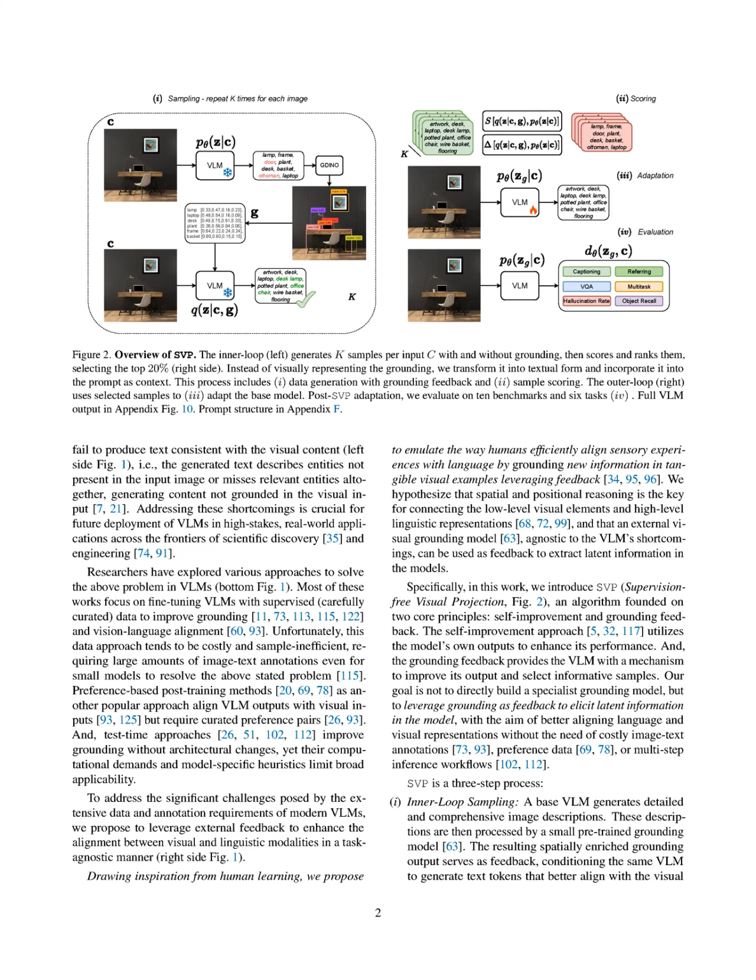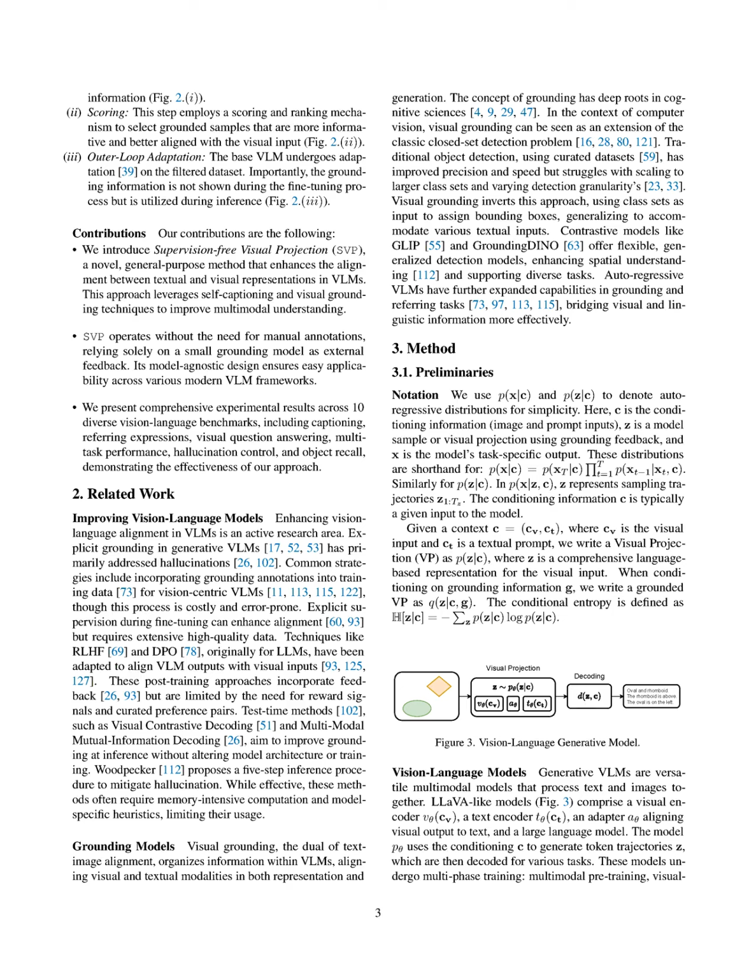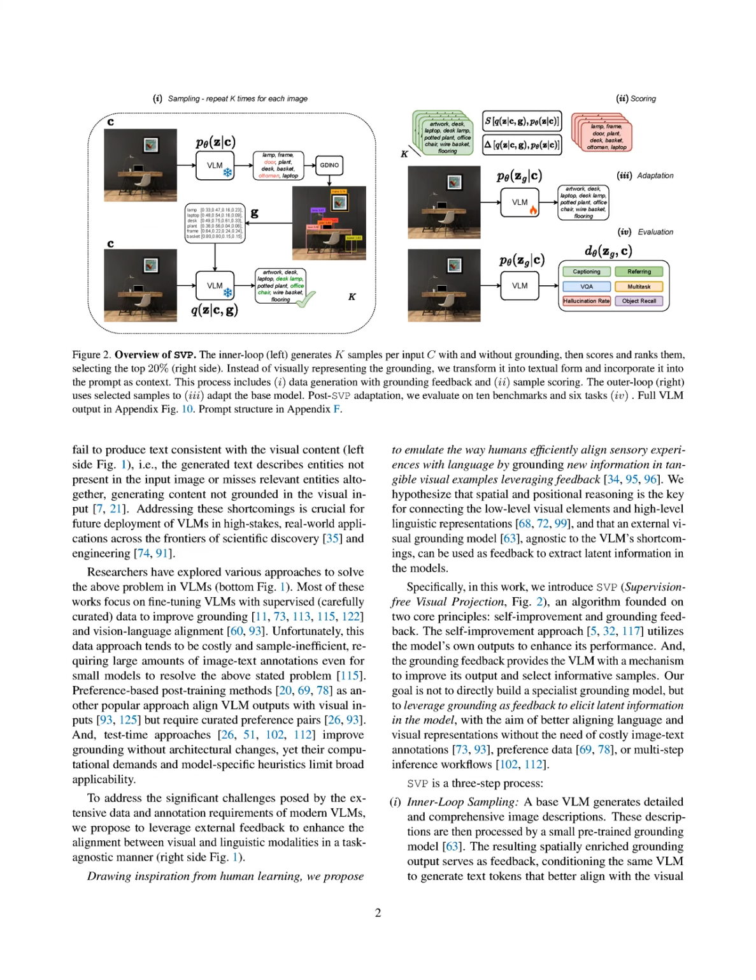Next, in the scoring phase, the algorithm employs a scoring mechanism to evaluate and rank these grounded samples, selecting the most informative ones that align well with the visual input. Finally, in the outer loop adaptation, the base VLM is fine-tuned using the top scoring samples, enhancing its performance without direct access to grounding information during this adaptation phase. This iterative process allows the model to improve its alignment between visual and linguistic representations, ultimately generating a more accurate and contextually relevant caption for the input image.